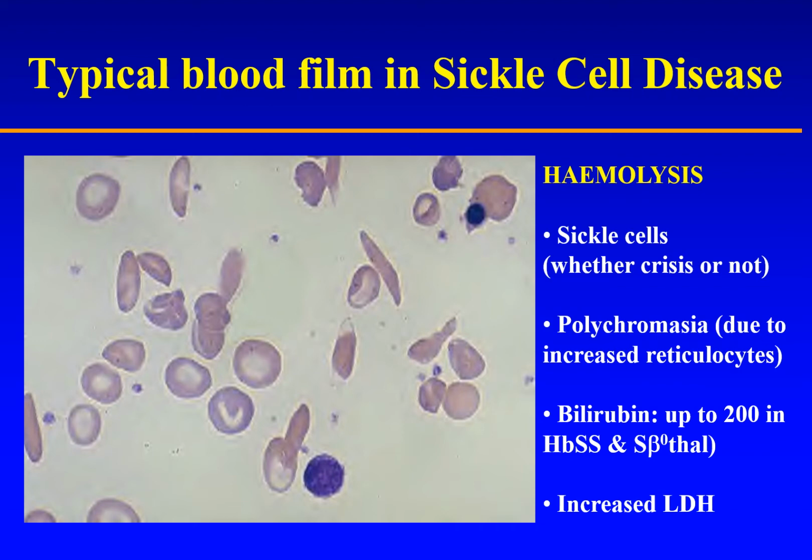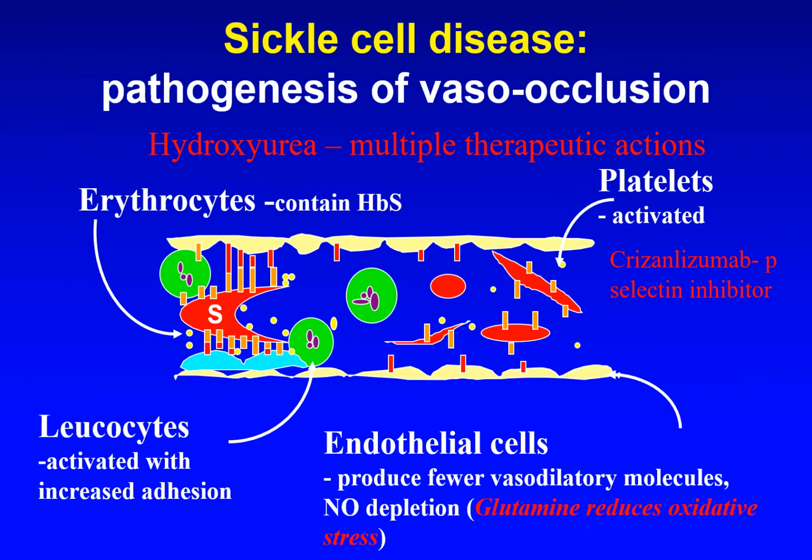This is an ongoing process in terms of the sickling, and this tends to get a lot worse during the so-called crises where there is increased sickling. But having a look at the blood film does not help you differentiate between whether a patient is having a crisis or not, as this is an ongoing process in the patient, which gets worse at times of crises.